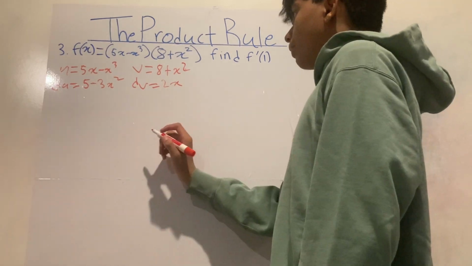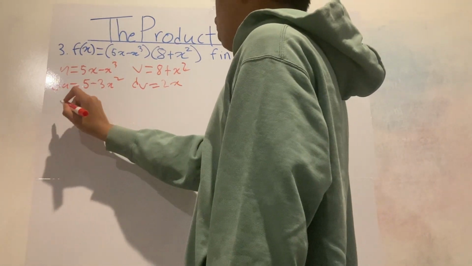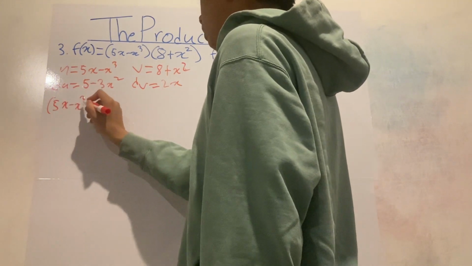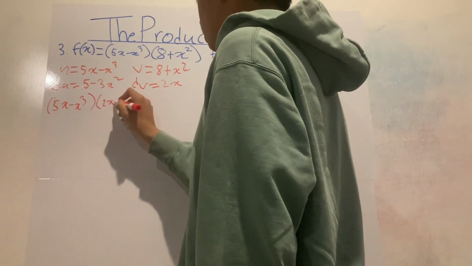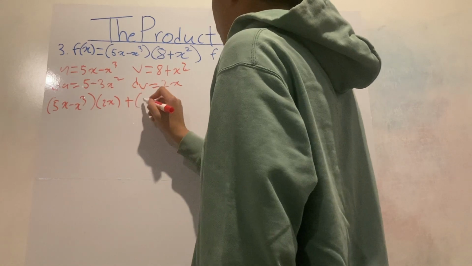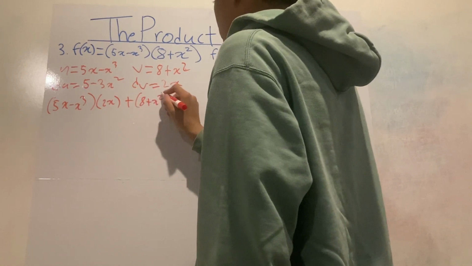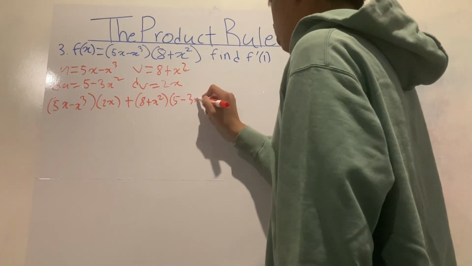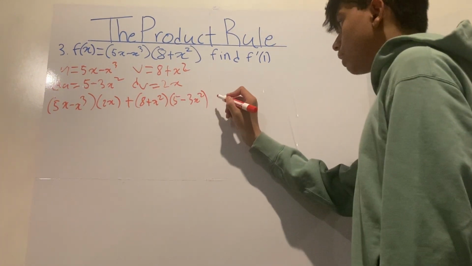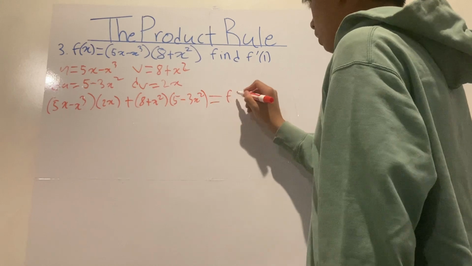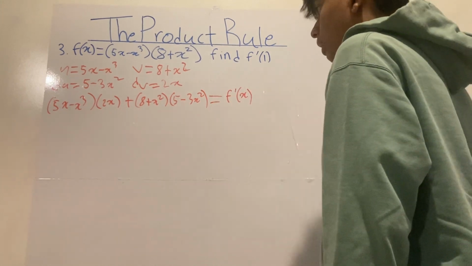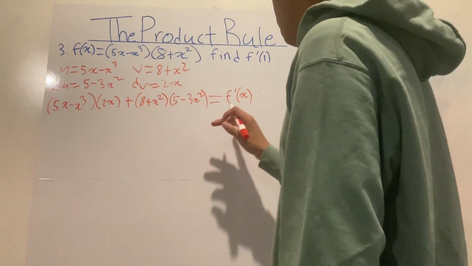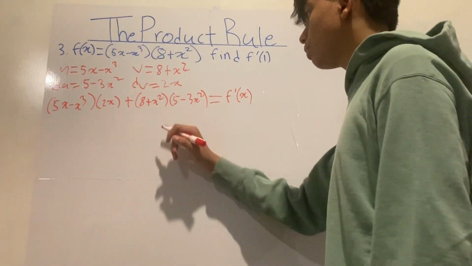So now, let's do the product rule, which is 5x minus x cubed times 2x plus 8 plus x squared times 5 minus 3x squared. And technically this is just our derivative function, the first derivative of f of x. And now let's just find f prime of 1. So the only thing we need to do is plug in 1 into this function because this is the derivative.